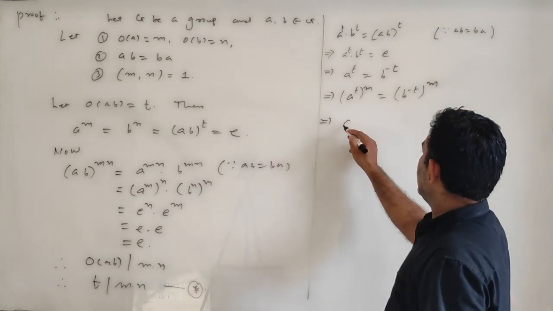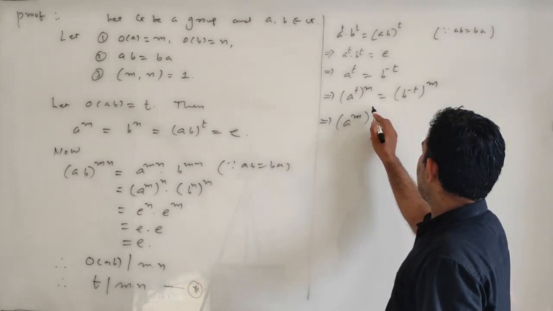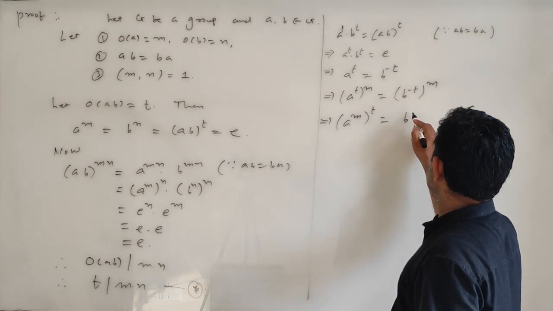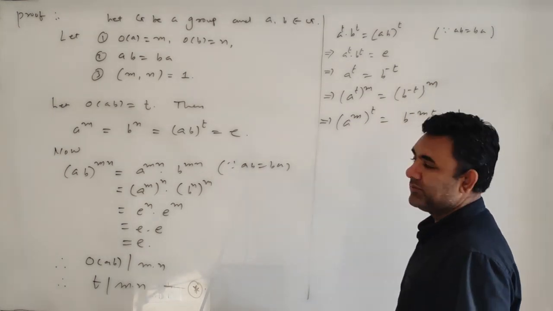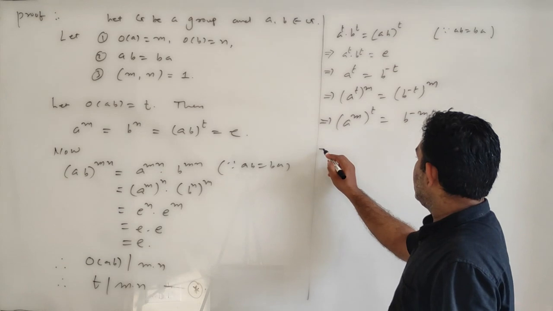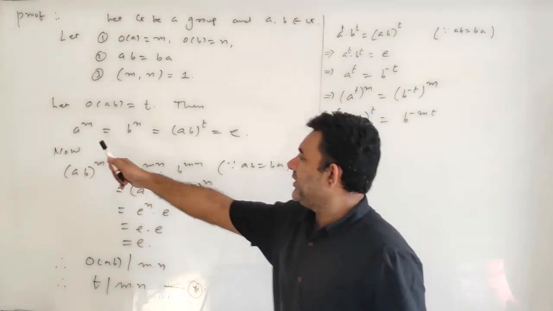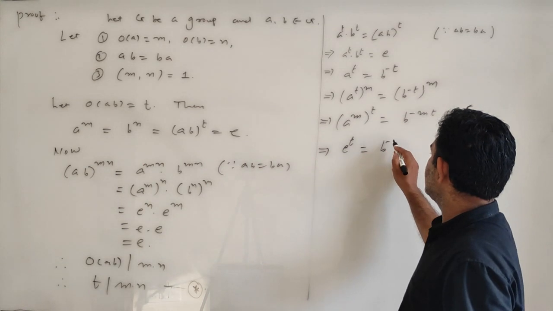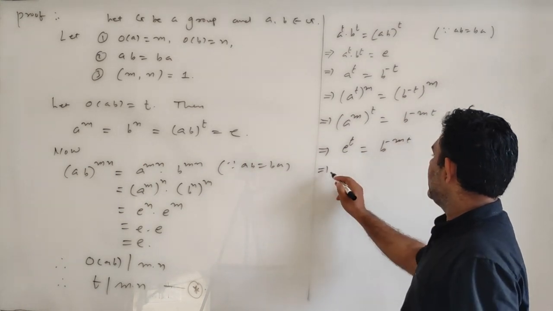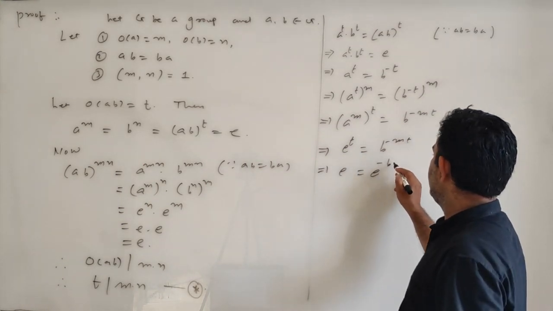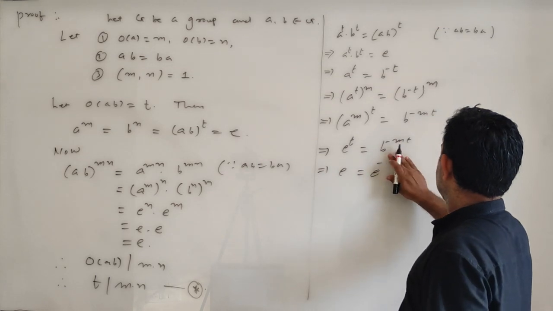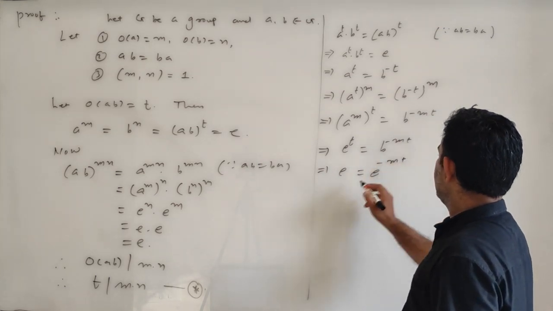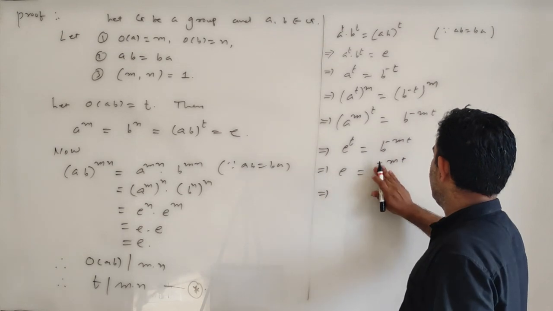So it gives me what? A raised to m to the power T is equal to B raised to minus mT. So A raised to m is what? A raised to m is identity. So identity raised to T is equal to B raised to minus mT. So it gives identity is equal to B raised to minus mT.